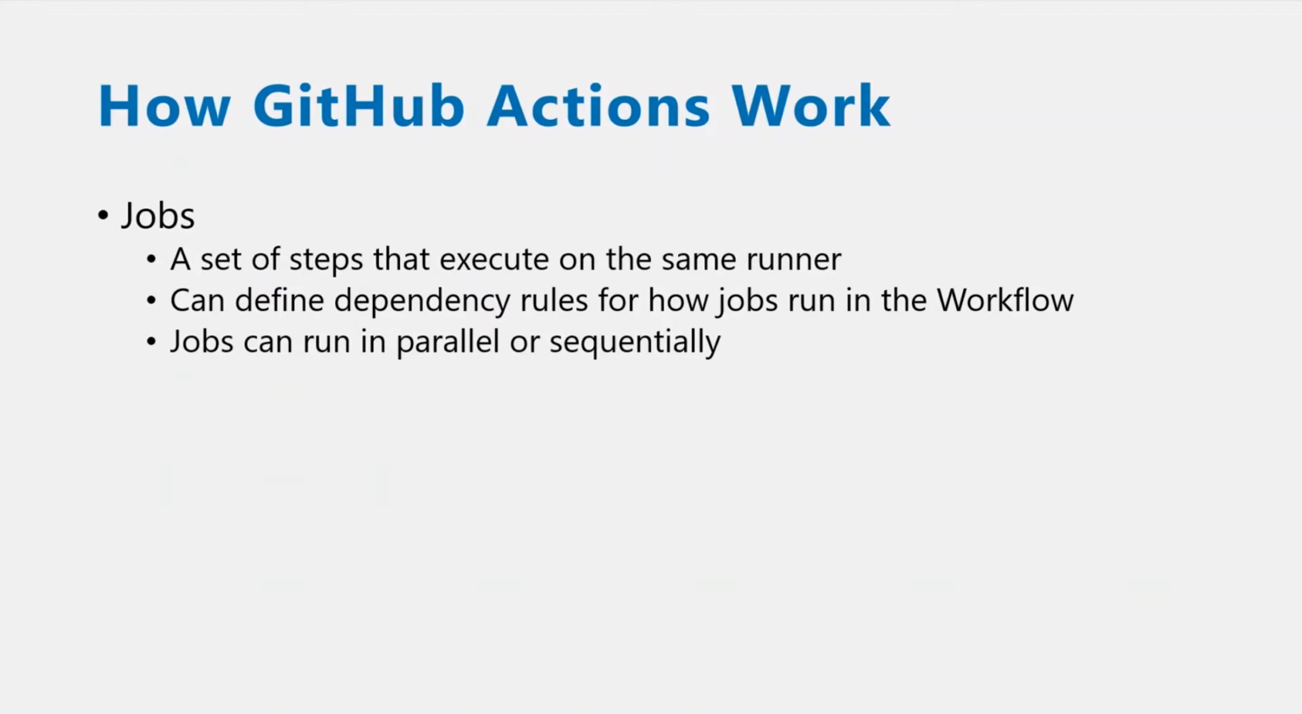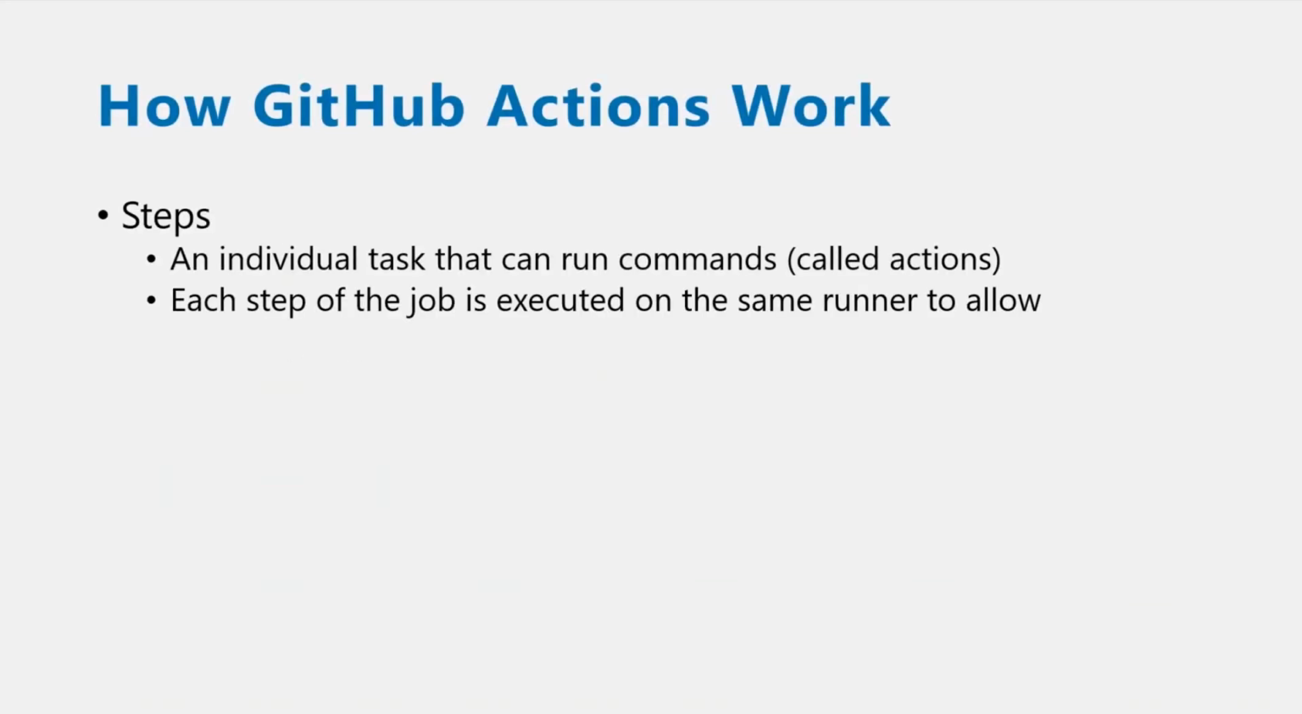It's pretty straightforward. A lot of other CI/CD tools out there use the same kind of pattern. Inside jobs, there are steps, and each step is an individual task that can run commands. These are called actions. And each step of the action is executed in the same runner, so that allows you to chain events if you want to.